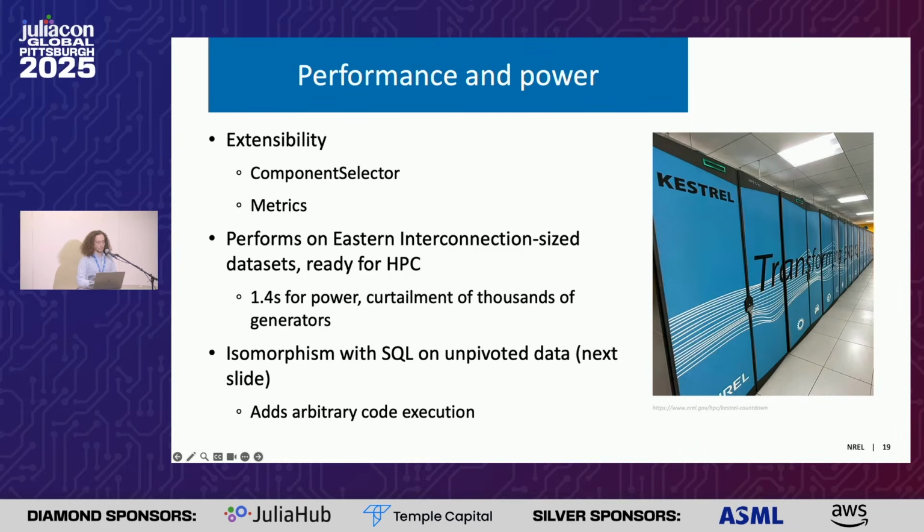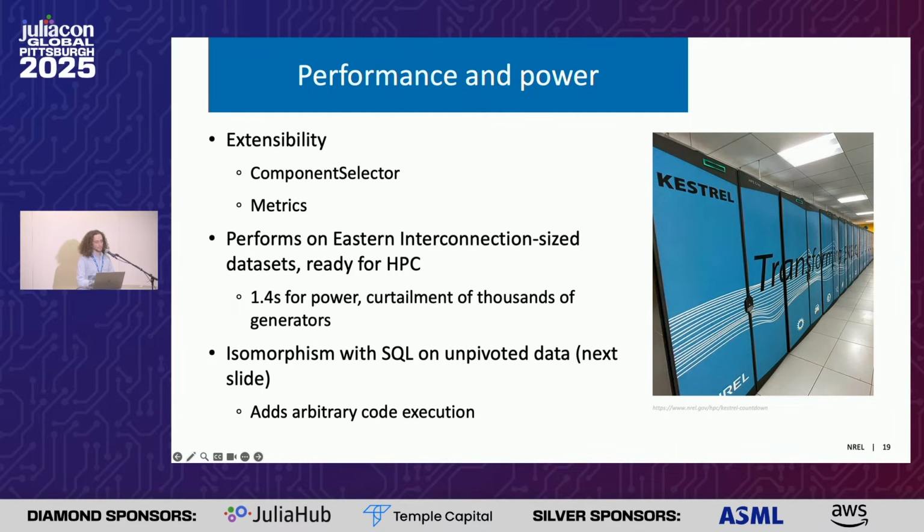In terms of performance and power, component selector, as you saw, is very extensible. You can even define your own subtypes of that abstract type if you want to. It's all transparent to the user. They just need to know about component selector and make selector. Metrics, we saw that you can make your own metrics with the existing types, and you can also subtype metric if you need a different way of computing these under the hood.